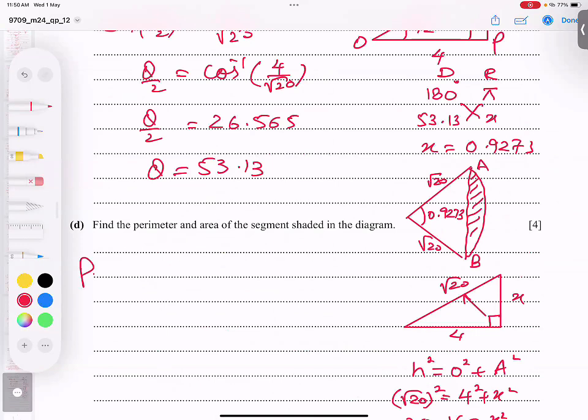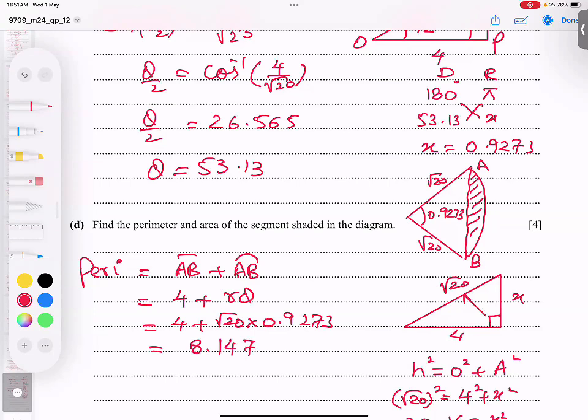So what is the perimeter of the shaded part, students? The perimeter of the shaded part is the straight length AB and the arc length AB. The straight length is very clear, 4, and the arc length is r theta. And what is the radius? Its radius is root 20 and theta in radians is 0.9273. If we multiply this, the answer finally comes to 8.147. You can stop here, or 8.15 centimeters. We have the perimeter part, because 3 significant figures. I think this idea is very clear.